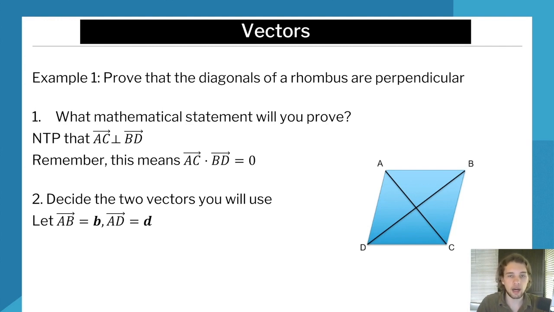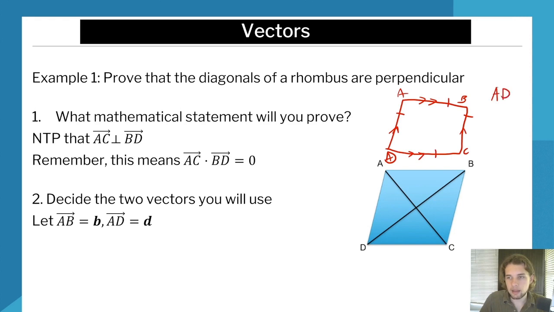So we want to prove that the diagonals of a rhombus are perpendicular. Now that means we should look at a rhombus and note a few things. Okay, so we have this rhombus here, D, A, B, C. Now we should note that the opposite sides of a rhombus are parallel, and that every side of a rhombus has the same length. So any vector we can make, like the vector A to D, will have the same magnitude as A to B, because every straight side has the same length.